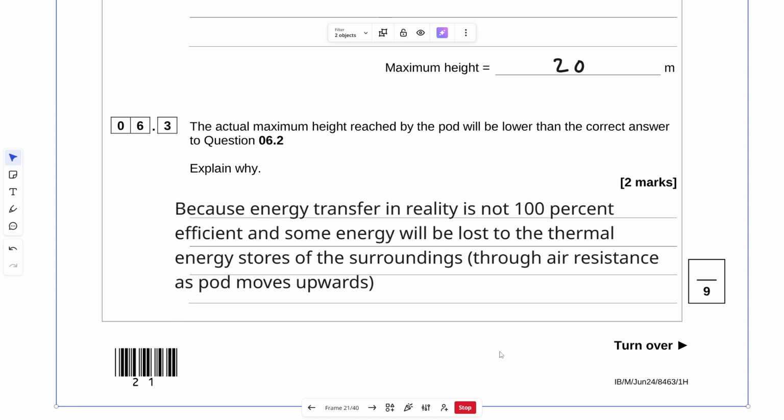But that is exactly why we have this theoretical maximum height. And our real maximum height, if you were to set up this experiment, you would observe that whatever you calculated, how high the pod actually goes would be slightly less. And you could use that to calculate the energy that was wasted by friction. If you can just get that change in height, you can also just sub that into the same equation and find out how much energy has been lost due to resistive forces.